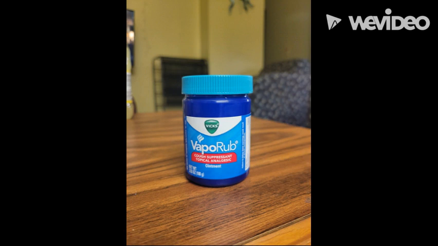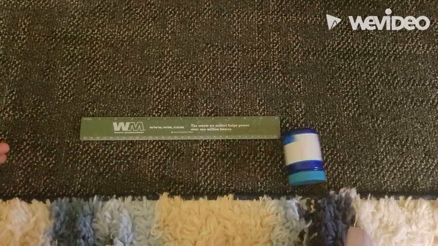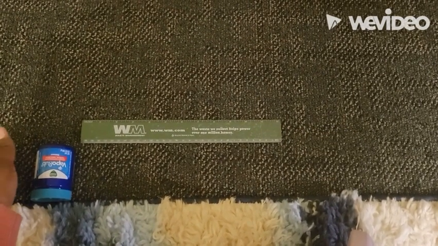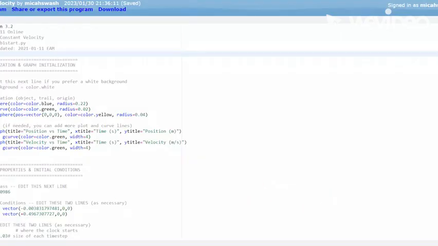For the experiment, I used a 3.5-ounce container of VapoRub. For my system, I rolled the VapoRub across the carpeted floor along a 12-inch ruler to measure the distance. I chose for the coordinate axis to be centered in the middle of the VapoRub container. I then used this code to generate a computer model of the experiment.